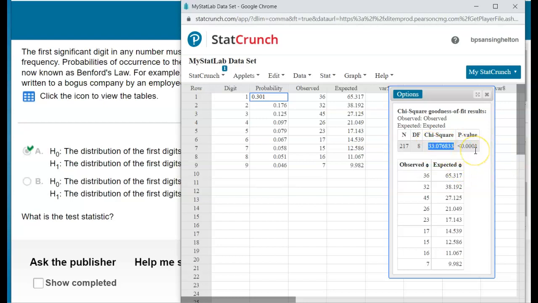And since our p-value is so much less than our level of significance, 0.000, we can reject the null hypothesis and say, yes, there is actually evidence of fraud, which is actually pretty cool. You can use math to figure it out. So I hope this helps.